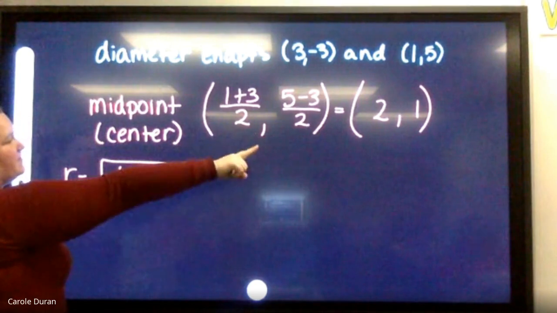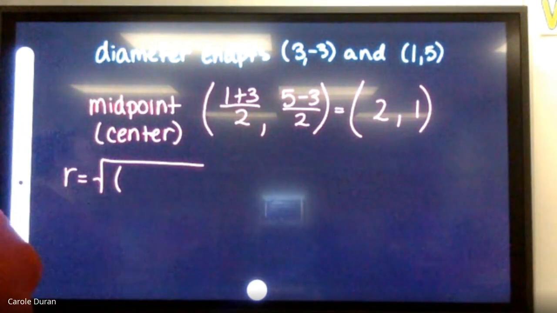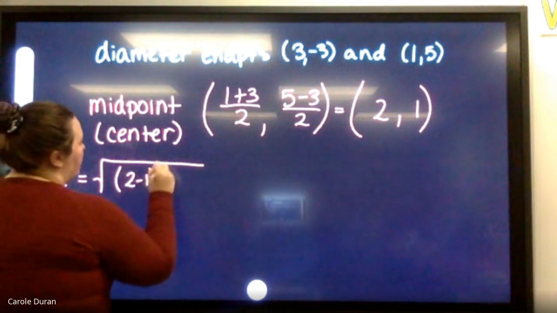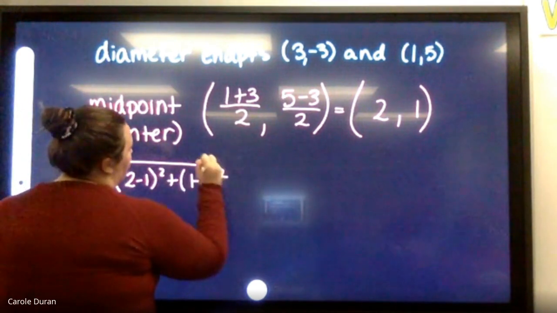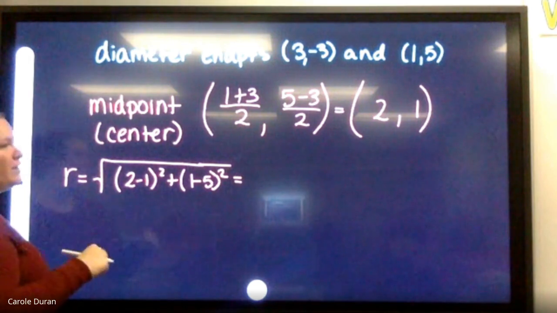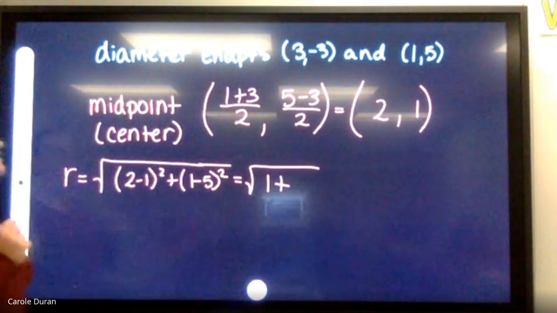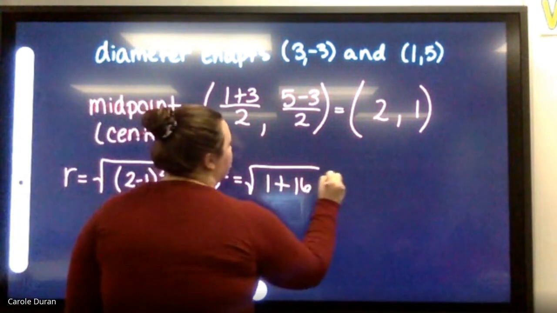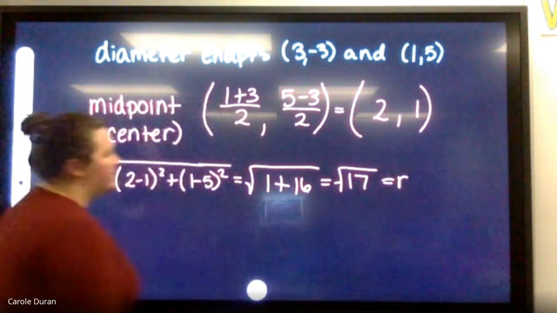So I'm doing distance from center to either one of those endpoints. I'm gonna go ahead and do the 1, 5 because they're both positive and I like that. So I'm gonna do 2 minus 1 squared plus 1 minus 5 squared. I simplify it out. 2 minus 1 is 1. 1 squared is 1. 1 minus 5 is -4. -4 squared is 16. 1 plus 16 is 17. So my radius is the square root of 17.